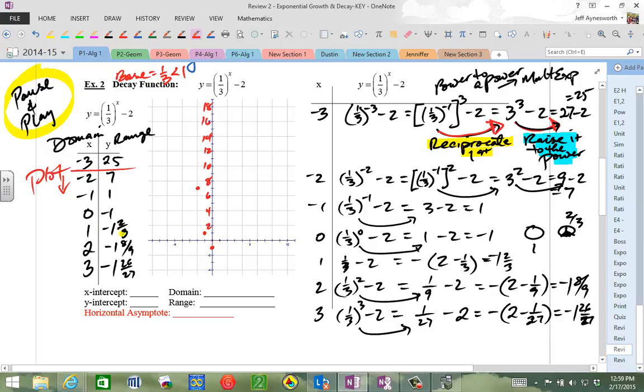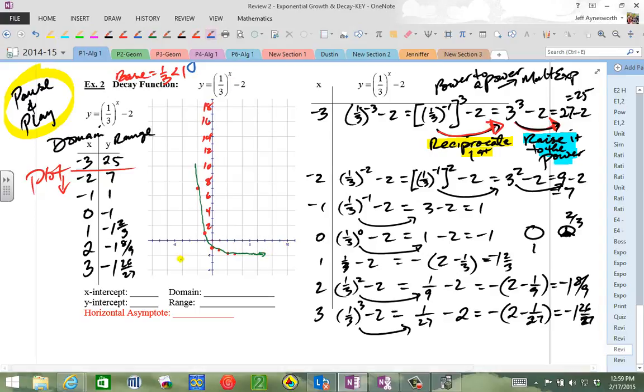Now 1 comma negative 1 and 2/3 is right 1 down 1, and well, down almost 2, right? So right 1 down almost 2. Right 2 down almost 2. Right 3 down, oh, it's very close to negative 2, okay? So this function's decreasing, all right? That's why they call this a decay function. All right, and it'll never get below that line.